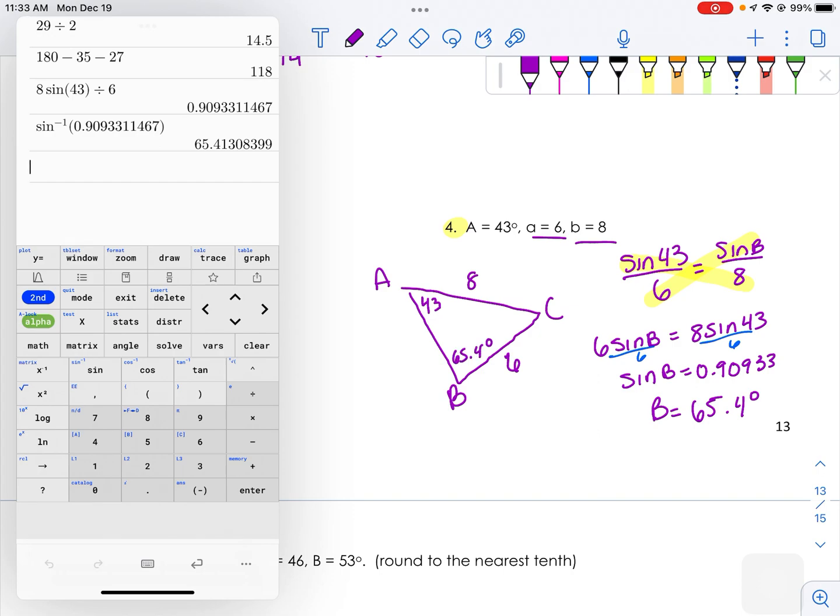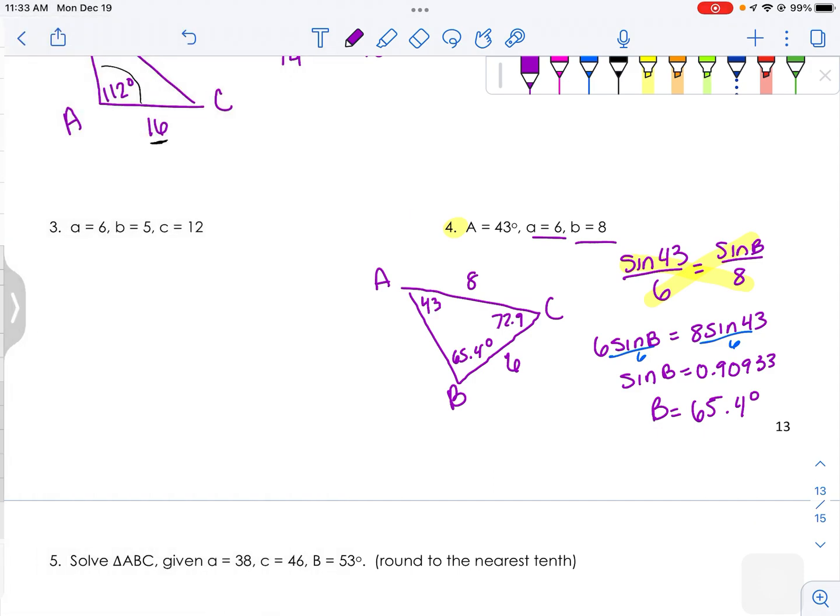So then I can find angle C by taking 180 minus the 43 that's in there minus the 65.4. And I'm going to get 72.6. Now you can use law of sines or law of cosines to find your missing side. And this one, my missing side is my side C. So angle C was 72.6 degrees, and then I need my side C as well.